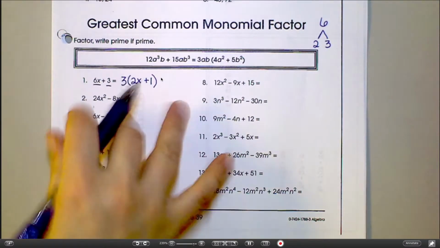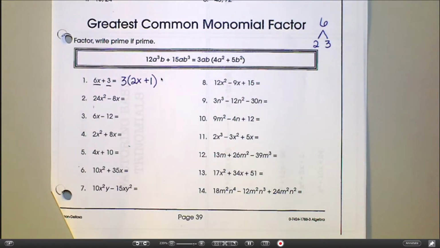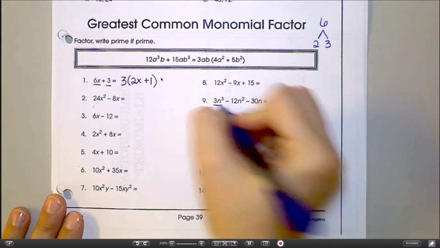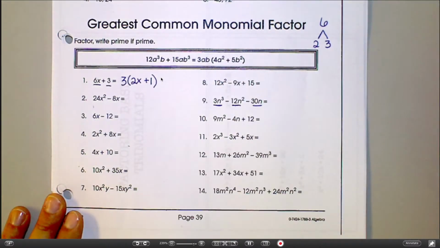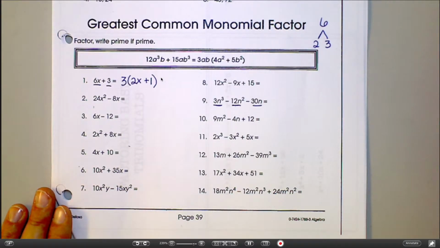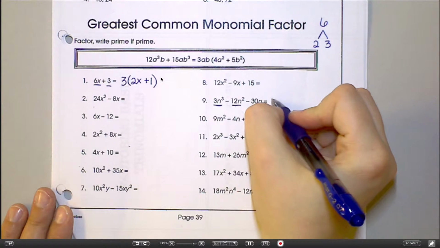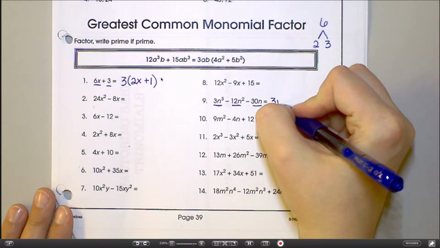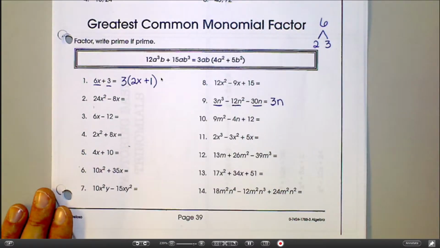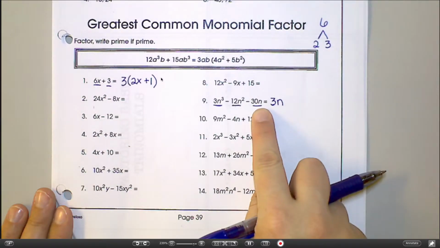Let's try number 9. I've got these 3 terms, 3n to the third, 12n squared, and 30n. 3, 12, and 30. What's the biggest thing that goes into those? 3. And how many n's could I possibly take? No, 1. Why can't I take 3? Right, because you've only got 1 to take here.